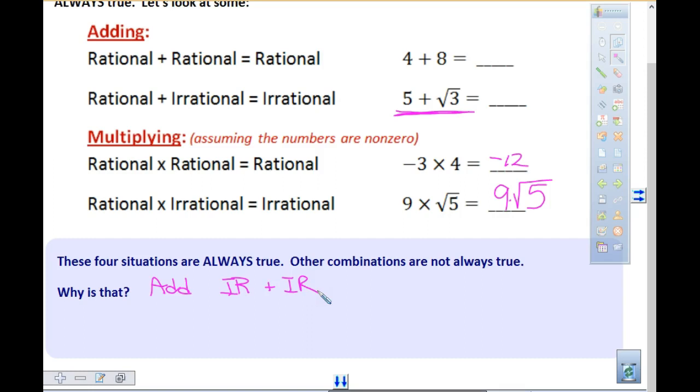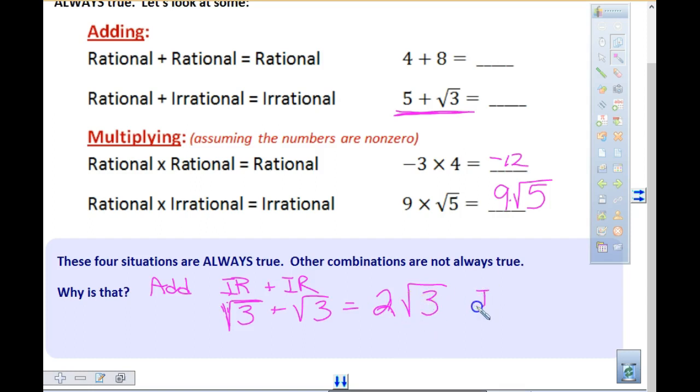Square root of what? Okay. Square root 3, I agree, is irrational. So if I add square root 3 and I add another square root 3, how many square root 3s do I have? I have 2 of them. I have 2 square root 3s. Do you agree?